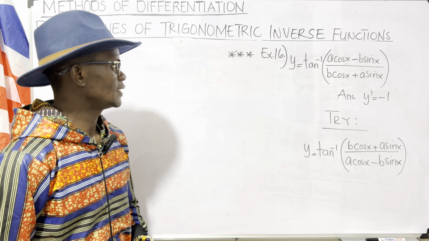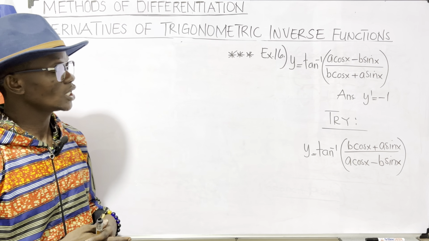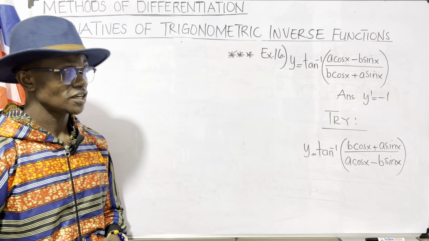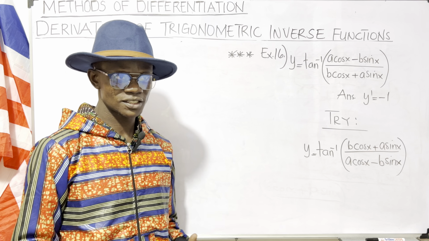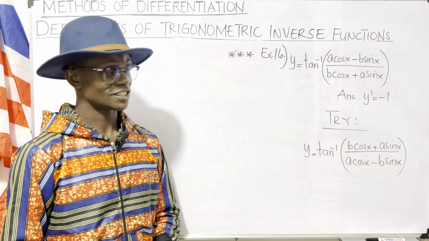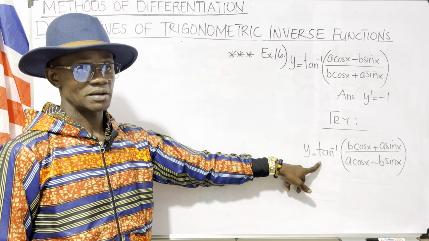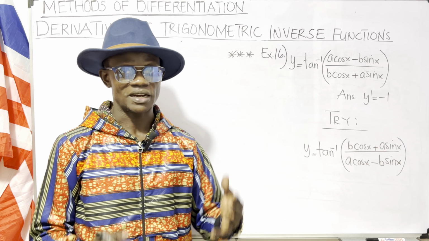So in this example, we want to look at question number 16 on finding the derivative of trigonometric inverse function. Now we have y equals tangent inverse of (a cos x minus b sin x) divided by (b cos x plus a sin x). So we're going to do this and then you can try this problem. Our answer for the first question is just y prime equals -1.